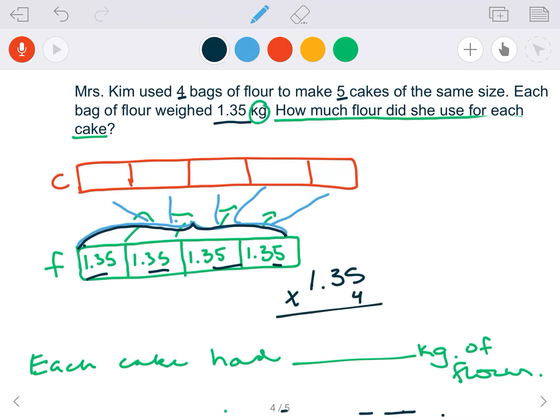Okay, I've got 5 hundredths times 4 is 20 hundredths. 3 tenths times 4 is 12 tenths, plus 2 more is 14 tenths. 1 times 4 is 4, plus 1 more is 5. So her total is 5 and 40 hundredths.